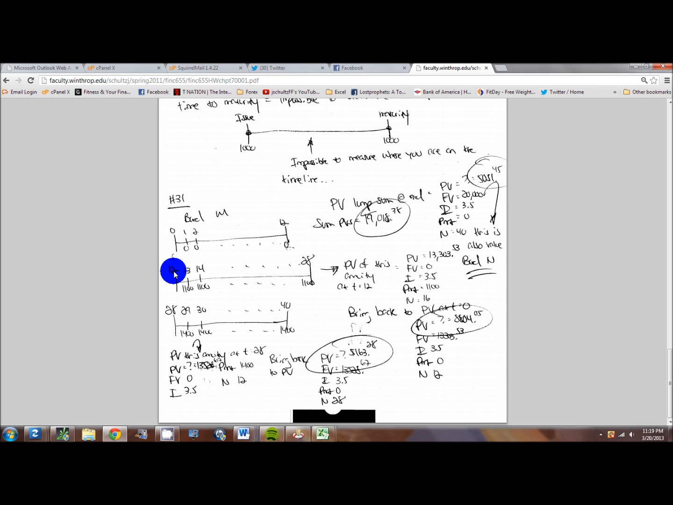Okay. So what that means is you need to find the price of this bond. So you need to bring everything back to 0. Right? So once you find this 13,303.53, you've got to now bring it back to the present value at time equals 0. So your future value there is 13,303.53. Your I is 3.5. There's no payment because you've already accounted for all the payments in here, and you're simply discounting a lump sum back to the present, and you have to discount this bad boy 12 periods because, again, you're at this point on the timeline. So that gives you 8804.05.